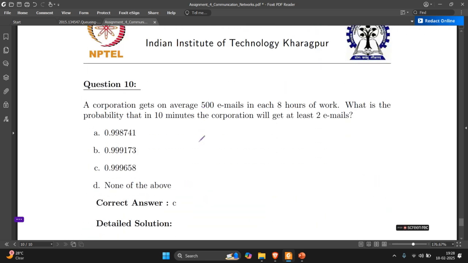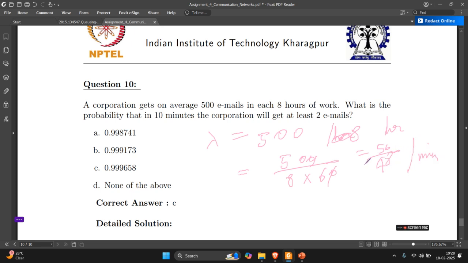Now the last question is: a corporation gets on average 500 emails in each 8 hours of work. What is the probability that in 10 minutes the corporation will get at least 2 emails? So lambda is 500 emails per 8 hours. So what is the per minute rate? 500 by 8 into 60.